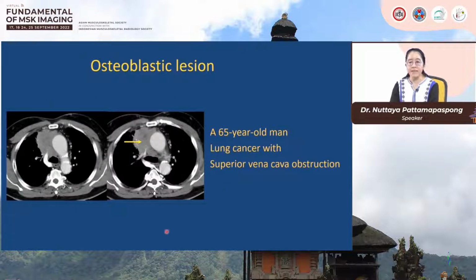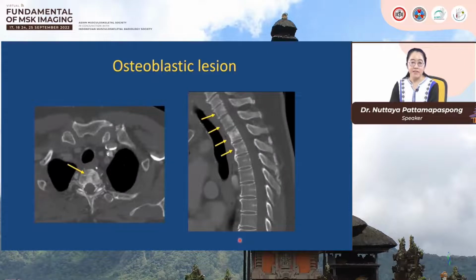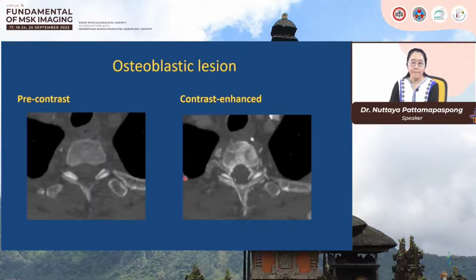And please keep in mind that in some settings and some cancers, we may have other mimickers. This patient has lung cancer with superior vena cava obstruction, and he also has an osteoblastic lesion in the thoracic spine. But this osteoblastic lesion is not present in the pre-contrast study.